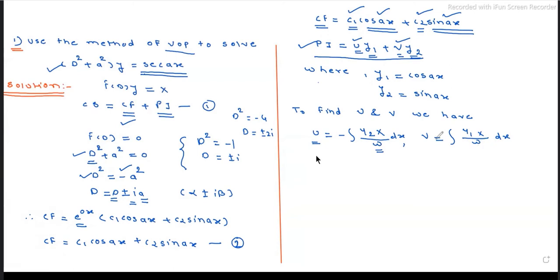ठीक है, यहाँ पे भी फॉर कैलकुलेशन ऑफ v, व्हाट इज फॉर्मूला? इंटीग्रेशन ओवर x अपॉन w dx. y1 is known to us. y1 क्या है? cos x. ओके, हमने cf से ही pi लिखा था, तो y1 क्या है? cos x. कैपिटल X क्या है? sec x. And W still it is to be calculated. Calculation of u and v. Now it is necessary to calculate W.